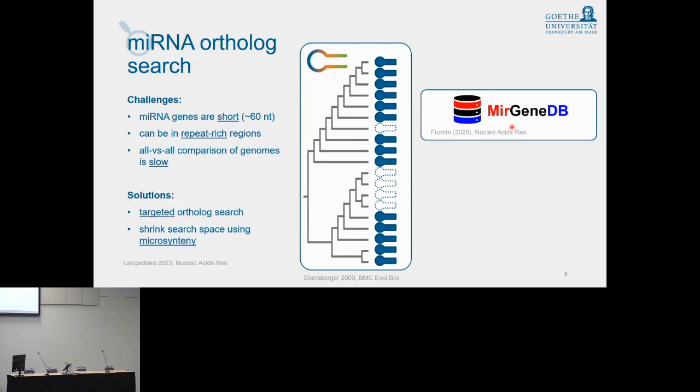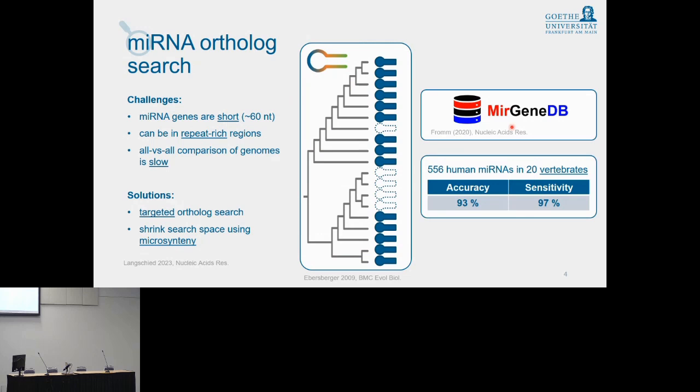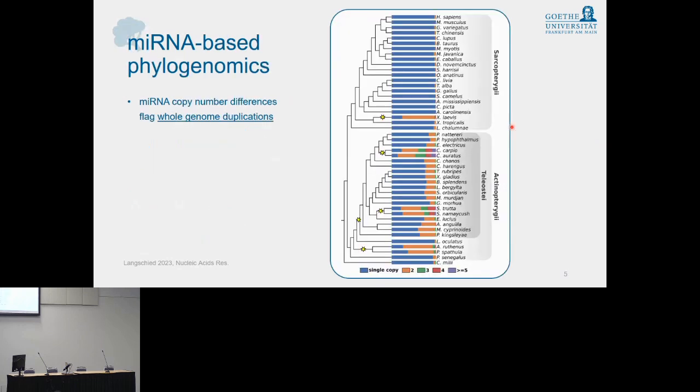If we now compare our inferred orthologs with MirGeneDB, we treat this as a gold standard database because the data in there comes from experimental data, which is manually curated. If we compare our inferred orthologs with this, we get an accuracy of 93% and a sensitivity of 97%. So not too bad.